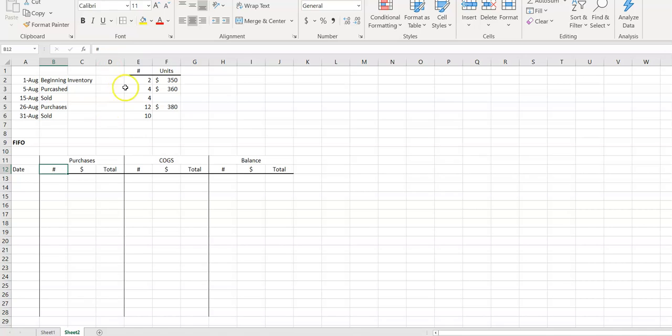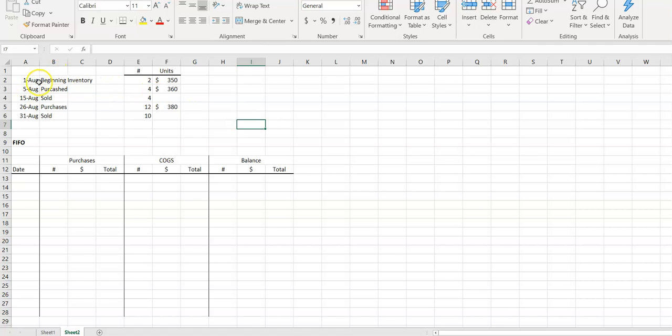And basically, I got these numbers off the PowerPoint. So these are the same numbers that are on the PowerPoint, but I just put it together so I could show you how to do it. Okay, we're going to do FIFO first. So it's first in, first out. And remember, we're using perpetual inventory, so everything is continually updated.